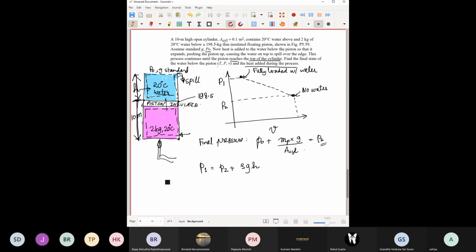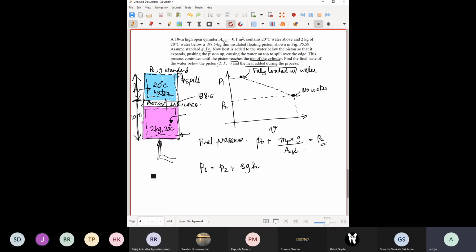We know the total volume and the volume of the 2 kg at 20 degrees Celsius, the initial, so we can get the remaining. How do you know the volume of this? From the tables, we have two states. I'll tell you how to do it.